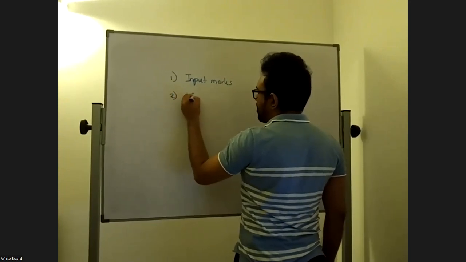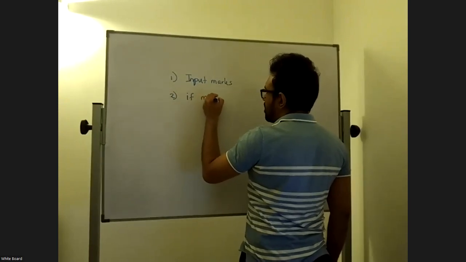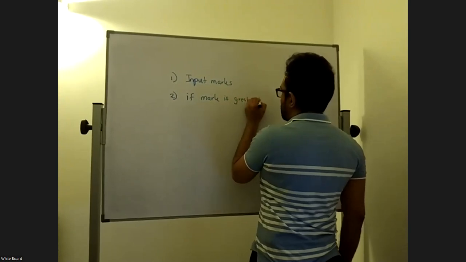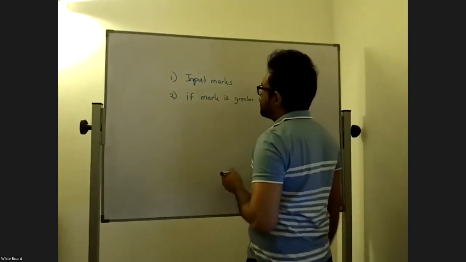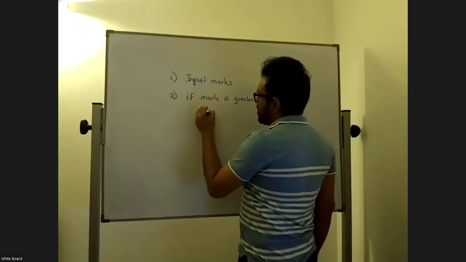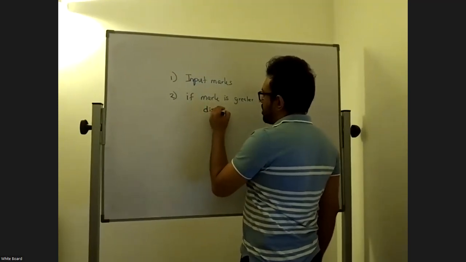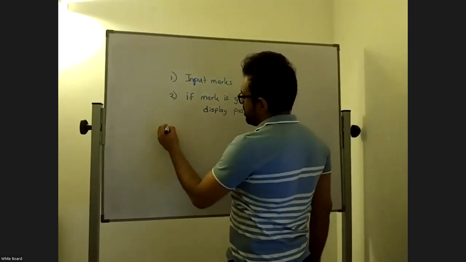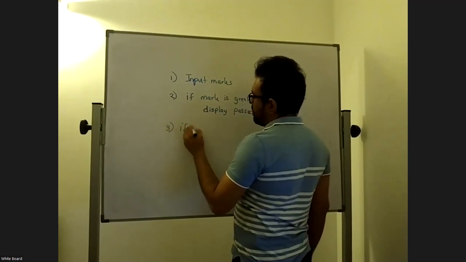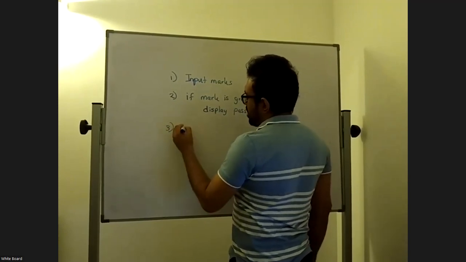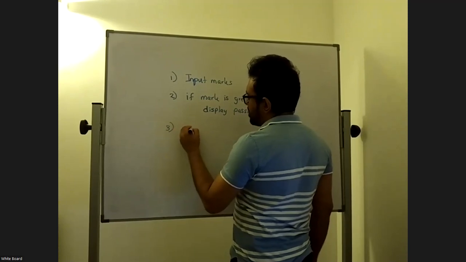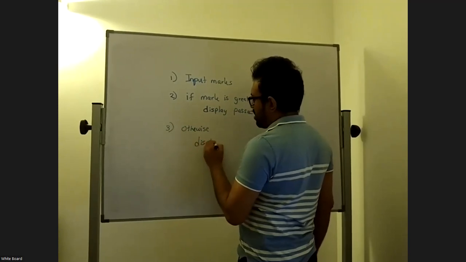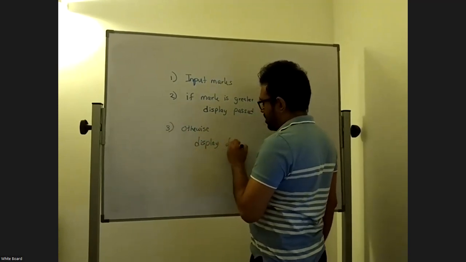If marks is greater than 40, then display pass. Greater than or equal here at the end. Otherwise, display fail.